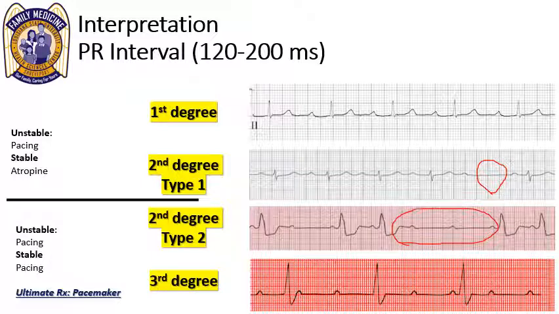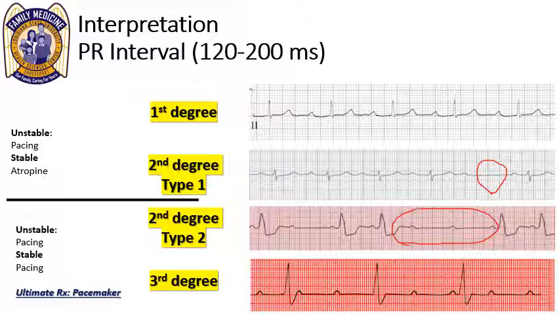So anytime a patient is unstable with a first or second degree type 1, you're going to pace them, and you can give atropine. If they're unstable or stable with a type 2 or a third degree, then you're going to need to pace them. The reason for that is because atropine doesn't really work anymore in the type 2. You could still give it, but it's not really going to work very well. And then third degree, it won't work at all.